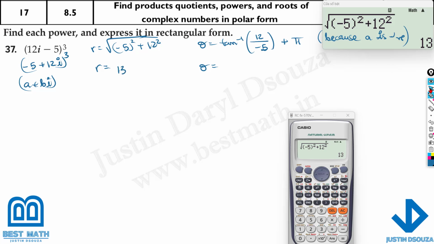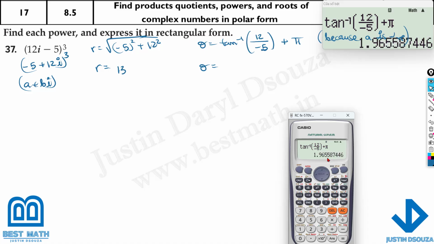What about theta? Theta will be shift and tan, that's over here. 12 divided by minus 5, close the bracket, and plus pi. If it's in degrees, it's 180. Let's just put pi, that's easier. It's 1.97. I'll just take it as 1.97. Or you can take 4 decimal points, it'll be 1.9656.